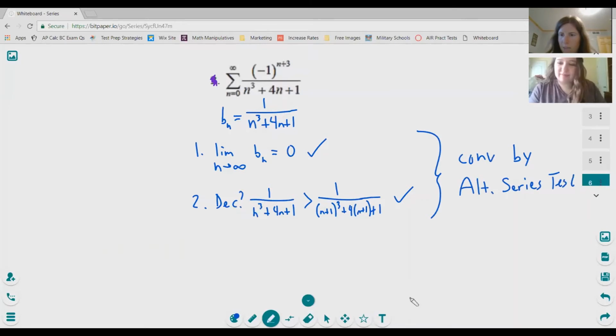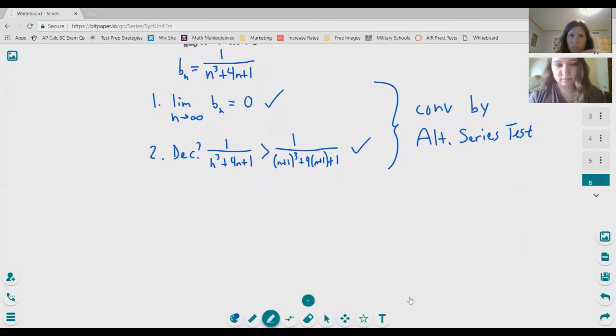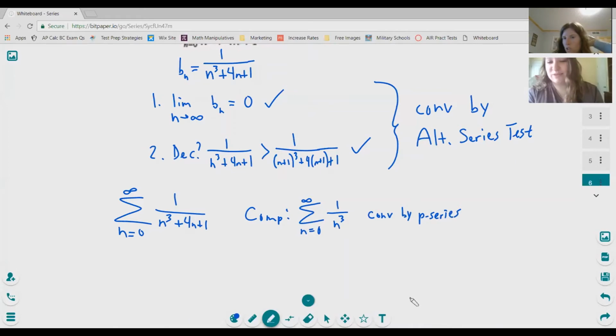So let's figure out, is it absolute or conditional convergence? How do we figure that out? You have to see if the regular one converges. Yeah, your positive terms, your b sub n. Okay. So what test will tell us if this converges? Comparison. Okay. What are we going to compare it to? 1 over n cubed. Does that converge or diverge? It converges. How do you know? Because 3 is greater than 1 by the p-series. Good. So it's absolute convergence.